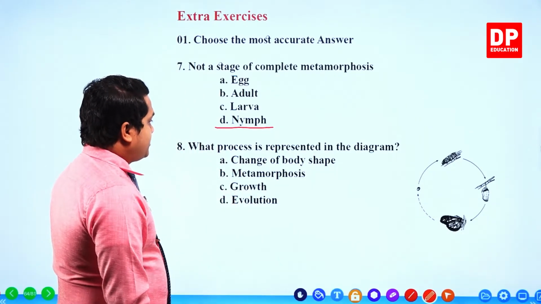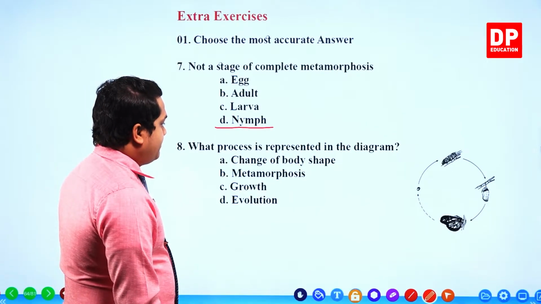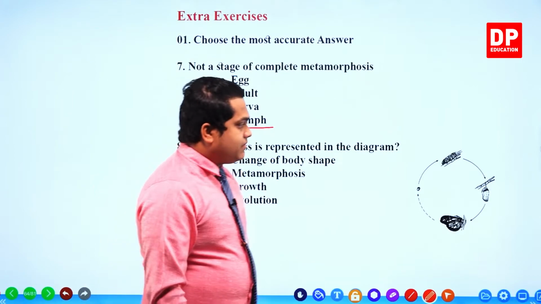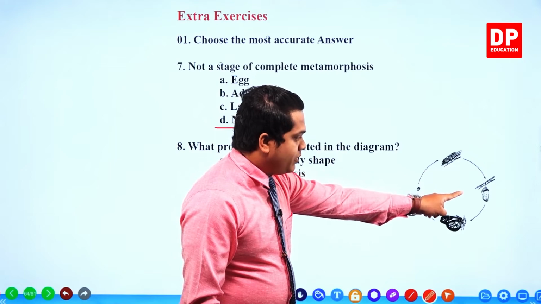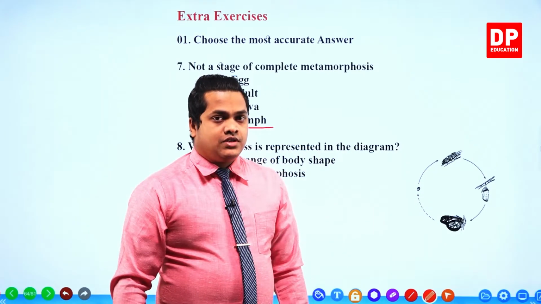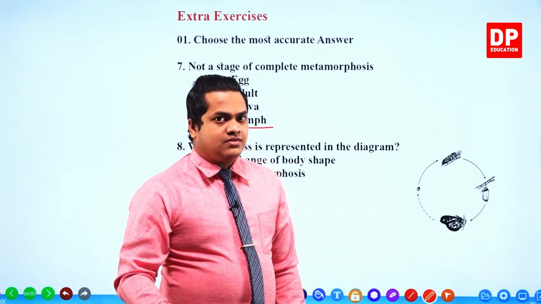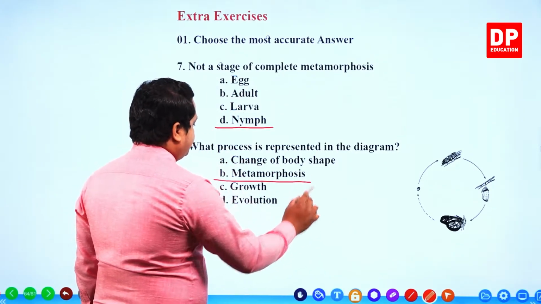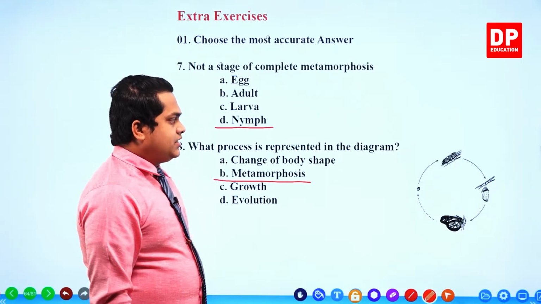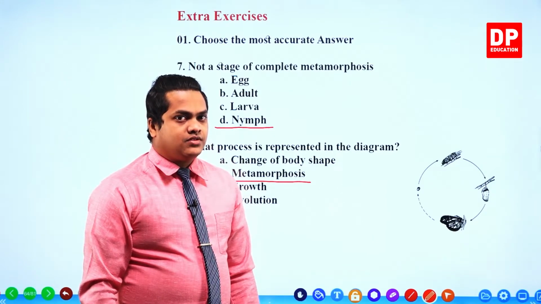Next one. What process is represented in the diagram? So in the diagram, my dear children, see, eggs are getting converted to caterpillar, caterpillar to a pupa, pupa to an adult. So this shows the complete metamorphosis of a certain organism, in here especially butterfly. So this shows the metamorphosis, the change of their body structures from one life stage to another. Okay.